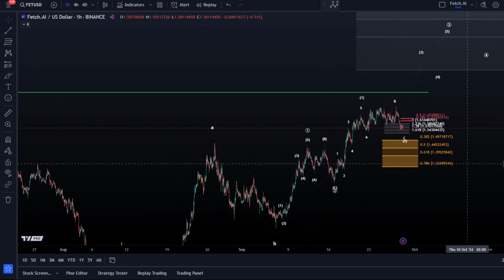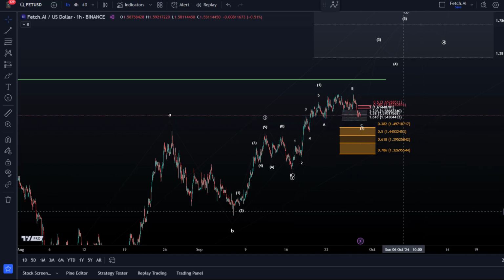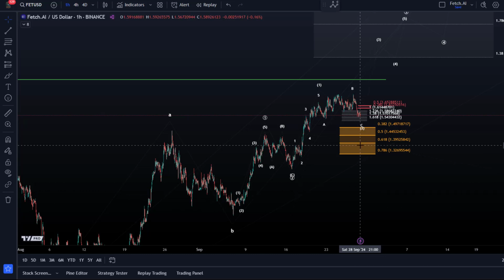So it's still a bullish structure. We get a decent pullback here right now. It might not be finished yet. It needs a break above $1.65 to indicate that we've bottomed there.